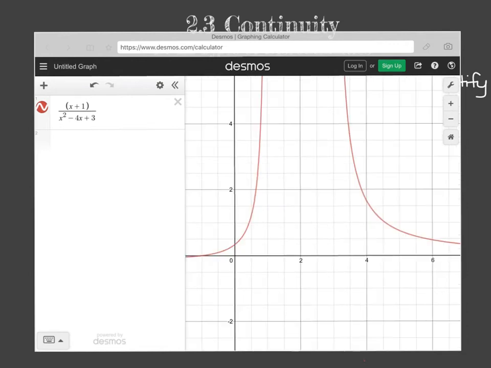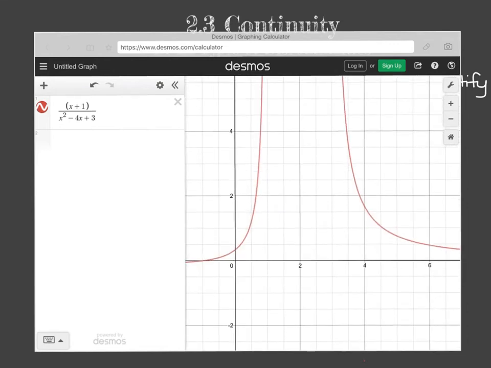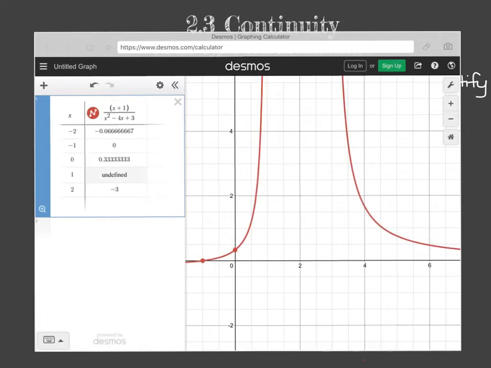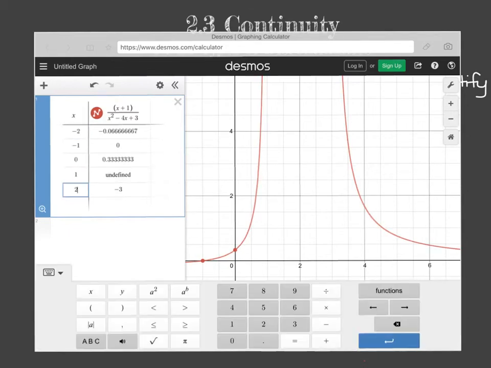And we can do a couple things. If we just take a look at the table, if we want to type in 1, well, we see down here already, if we type in 1, that's undefined, right? It makes our denominator 0. If we want to type 3, that would also make our function undefined.